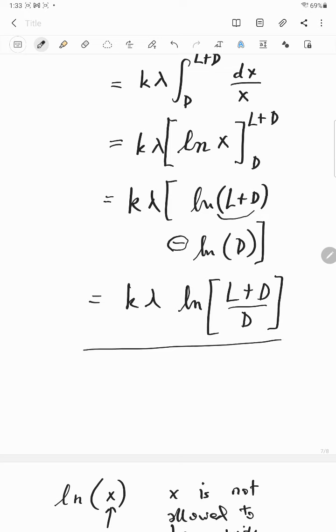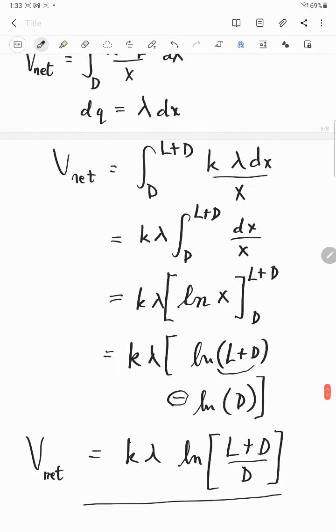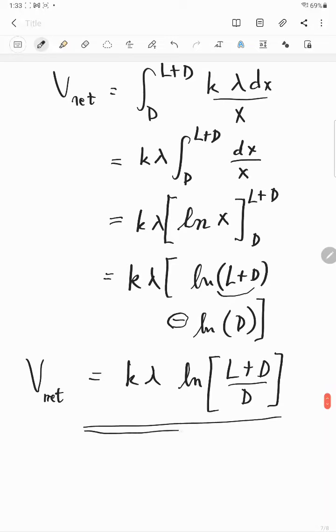So this right here is considered the net potential for this problem. The potential at P, due to all of these charges, is this thing.